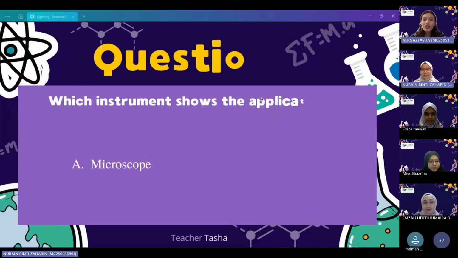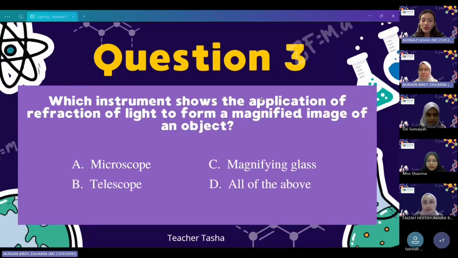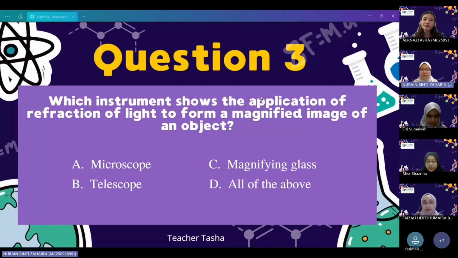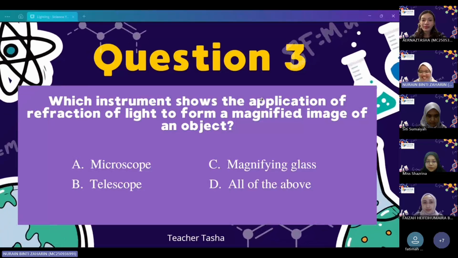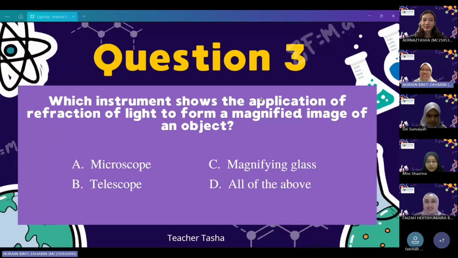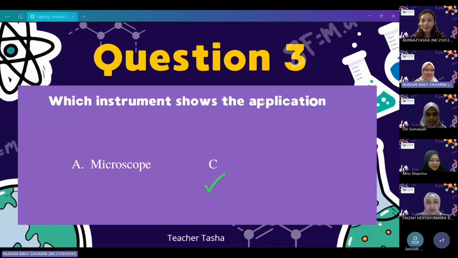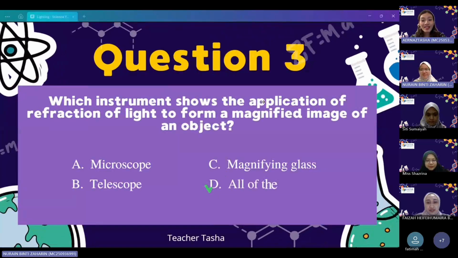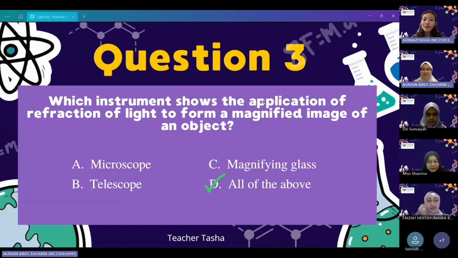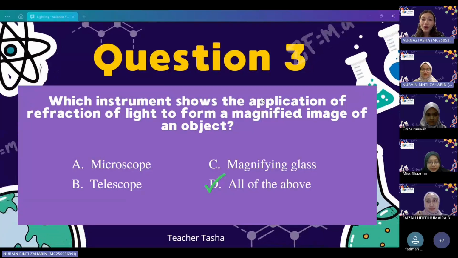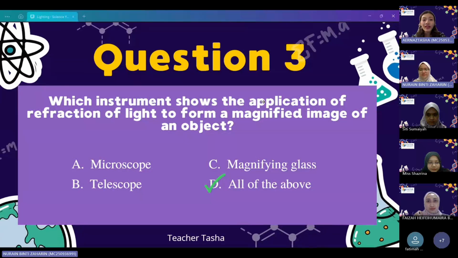Which instrument shows the application of refraction of light to form a magnified image of an object? This is easy, teacher. The answer is D. All the above is correct. I love the confidence, Ain. Now let's look at the answer. That is correct. The answer is D, all of the above. Microscope, telescope, and magnifying glass all use the same principle of light, that is refraction. Good job, Ain. I'm so happy to see that you understand this topic very well.